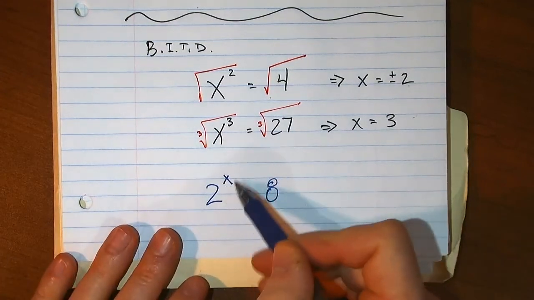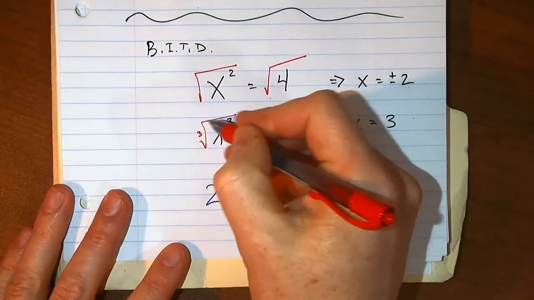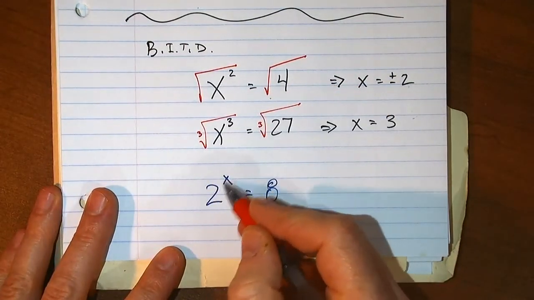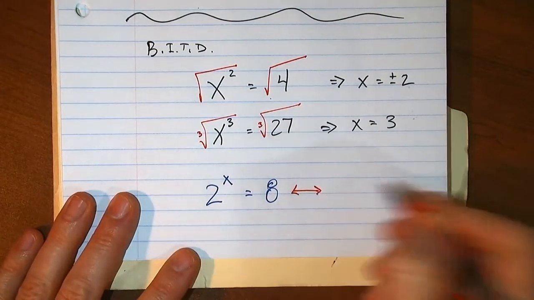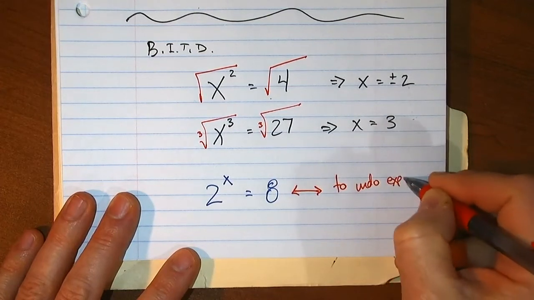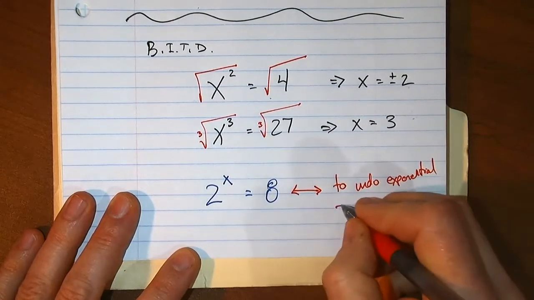So if I want to figure out what x is, I need a new kind of inverse. Okay, so a radical will cancel out a power, but the type of inverse that I need to cancel out an exponential is the logarithm. Okay, so with this type of problem, to undo the exponential, I will use a logarithm.